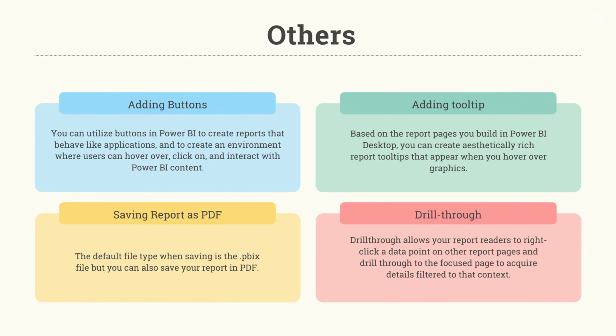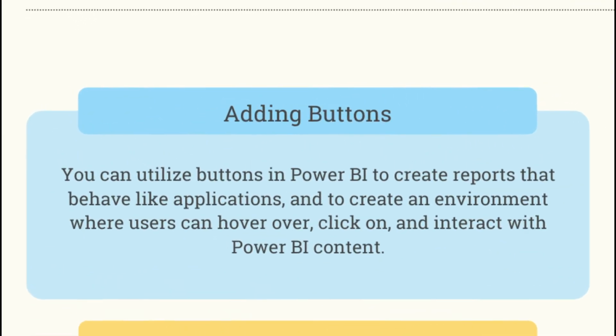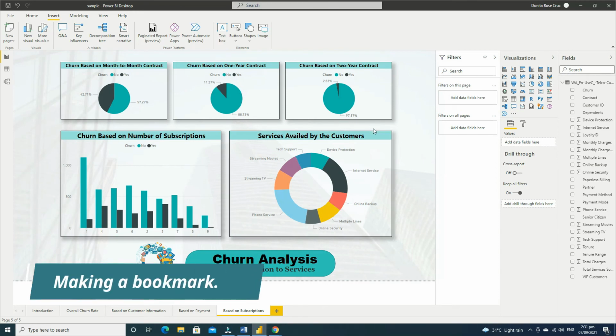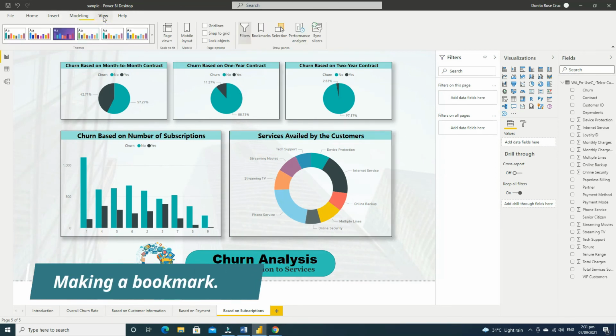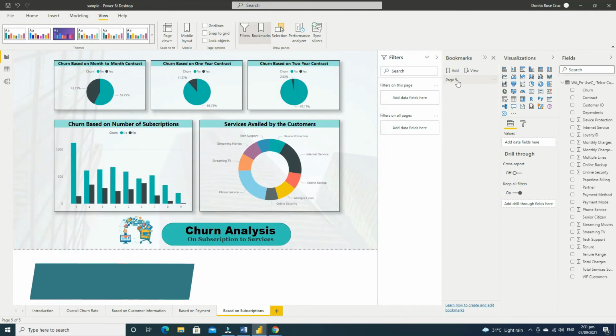Let's do some extra here. First, let's add some buttons. We will add a reset button, but we should first make a bookmark. Our bookmark will serve as the original view of the report. So go to View tab, click Bookmark. Rename the bookmark.